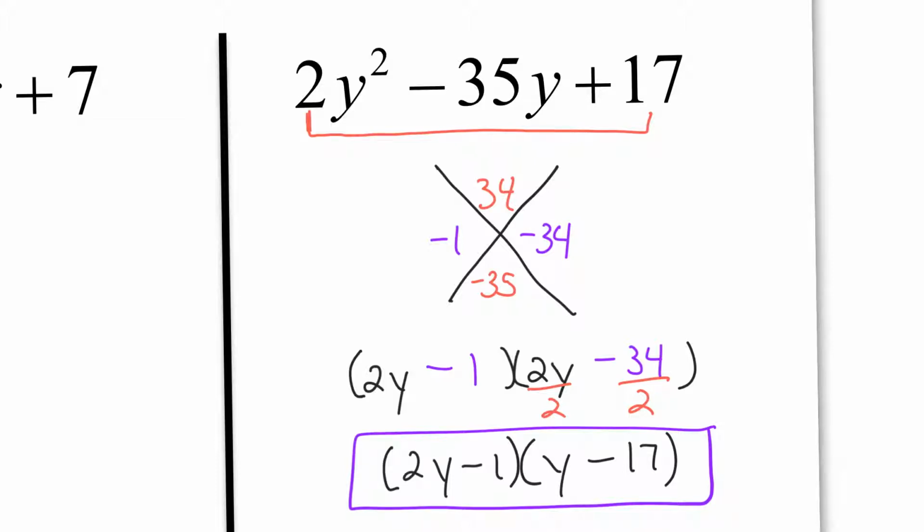If you guys distribute, if you guys multiply, you will get this trinomial back. And you guys can check again. You guys can multiply 2y times y. That's going to be 2y squared. Negative 1 times negative 17, that's positive 17. You can multiply this right here. Negative 1 times y, that's negative y. You guys can multiply 2y times negative 17. That's negative 34y. Negative 1y minus 34y, that's going to give you your negative 35y. So you guys can check. You don't have to every time, but just make sure that you guys follow the steps and don't forget any of those steps.